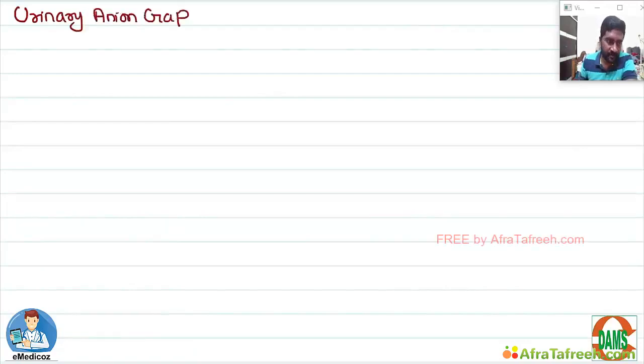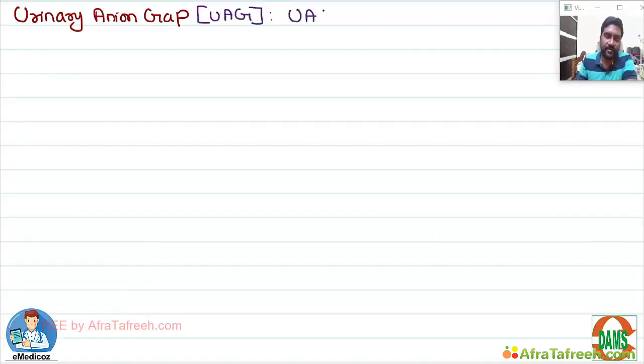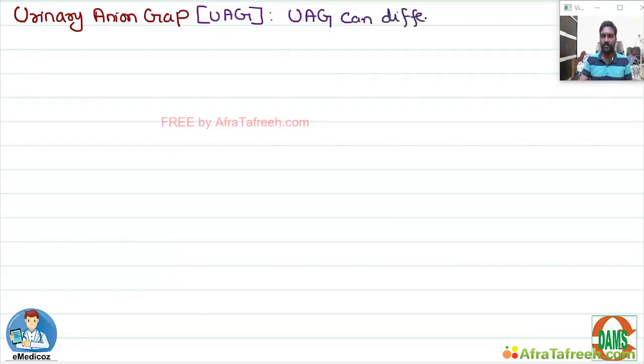So we have discussed anion gap in blood. This is urine anion gap, also written as UAG. So why was urinary anion gap actually designed? Urinary anion gap was designed to differentiate a normal anion gap metabolic acidosis of a renal cause versus a GIT cause. This is an old parameter, not used nowadays.